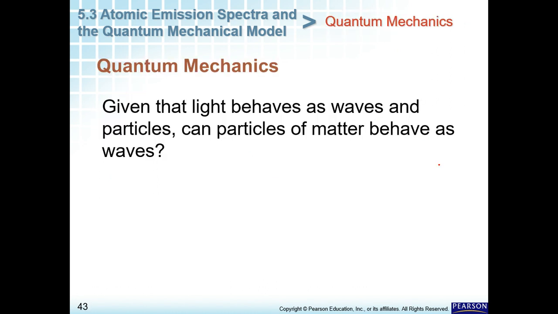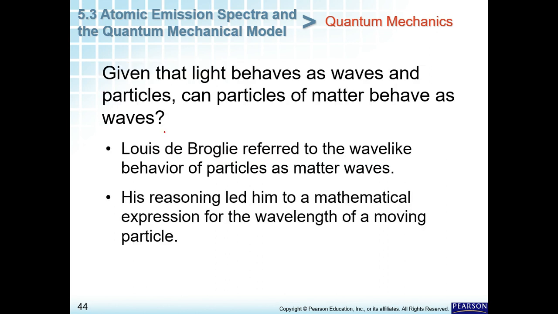Now, with this idea, we have brought about the idea of quantum mechanics. It applies something called quantum physics. Given that light can behave as waves and particles, why can't particles of matter, such as humans or baseballs, behave as waves? Why don't we see that? Well, this was investigated by a scientist named Louis de Broglie, and he referred to the wave-like behavior of particles as matter waves. And these do exist.